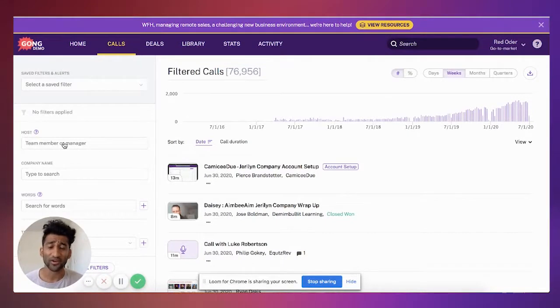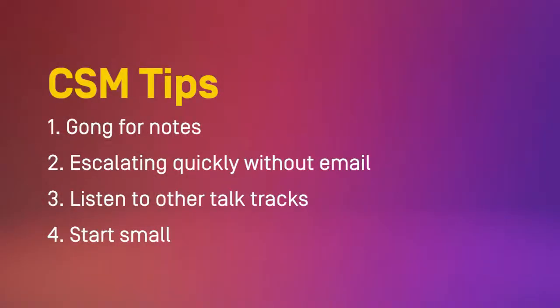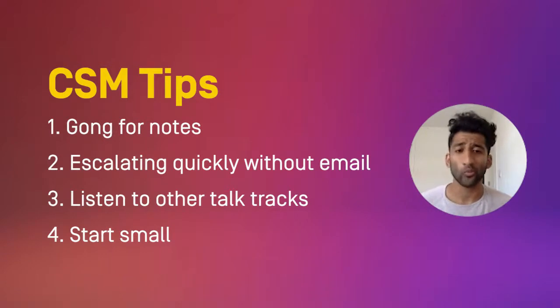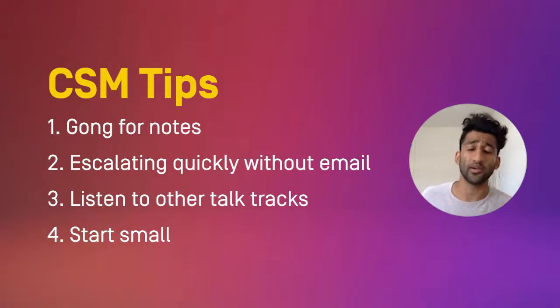So I know I just walked through a ton. Really quickly, I want to give you a couple of takeaways that you can start using immediately. So one, thinking about Gong as a note taker, this repository of all this information that you can quickly use and incorporate, whether it's for QBRs, internal handoffs, renewals, pricing negotiations. Second piece is being able to take that information on calls and escalate to support, to product, to your manager quickly without the need to write yet another email.